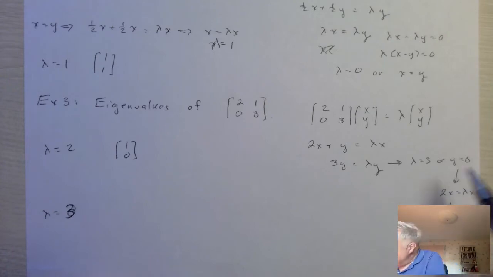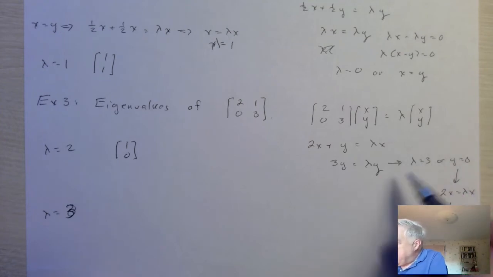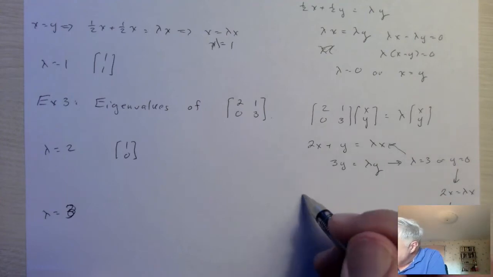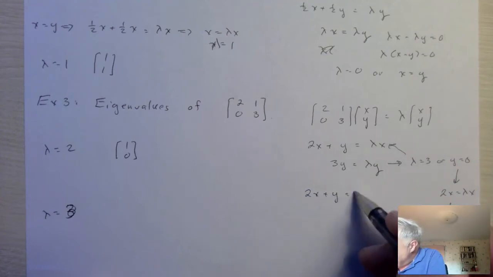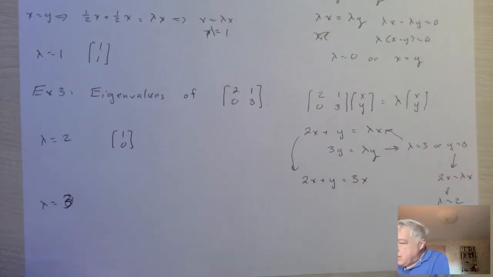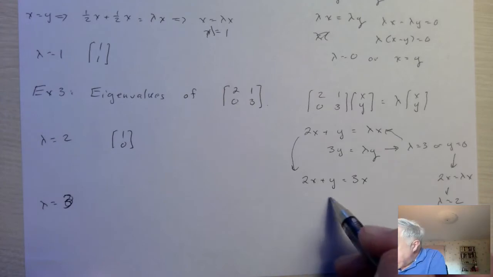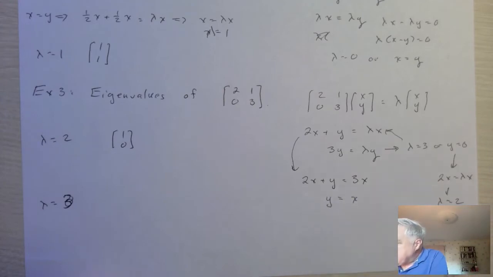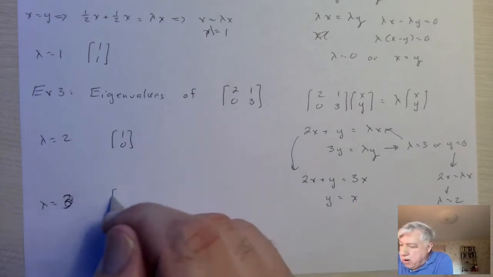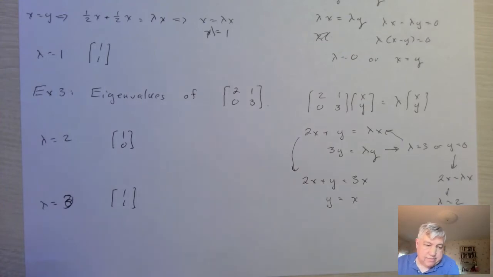And when lambda equals 3, we can plug that back in here, and we'll get 2x plus y equals 3x. And so we subtract 2x from both sides, and we get y equals 3x minus 2x, which is x. So x and y have to be the same. So the vector (1, 1) will work fine.